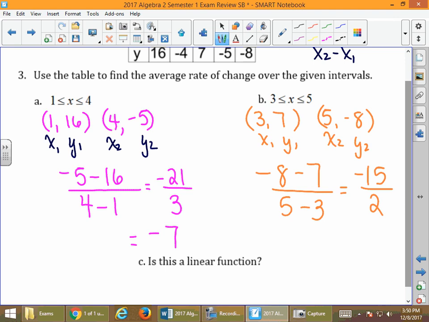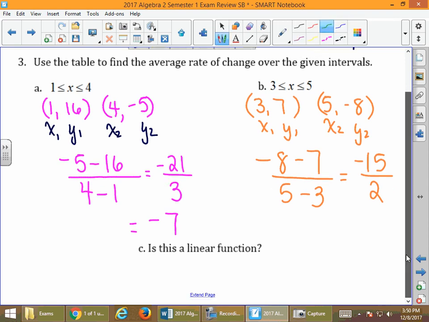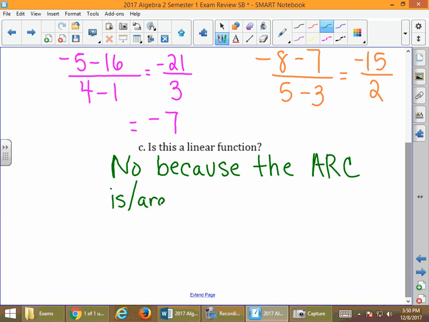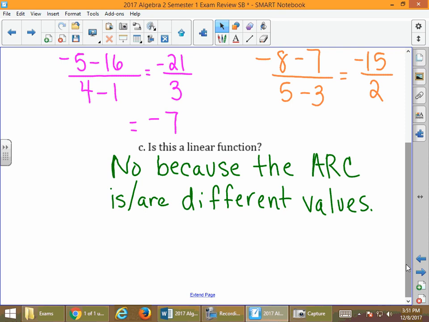So finally down here in part C, the question says, is this a linear function? The answer is no, because the average rate of change, and remember we abbreviated it ARC, average rate of change, are different values. If they were the same, then we would have a linear function, but they are not. This is probably coming back to you.